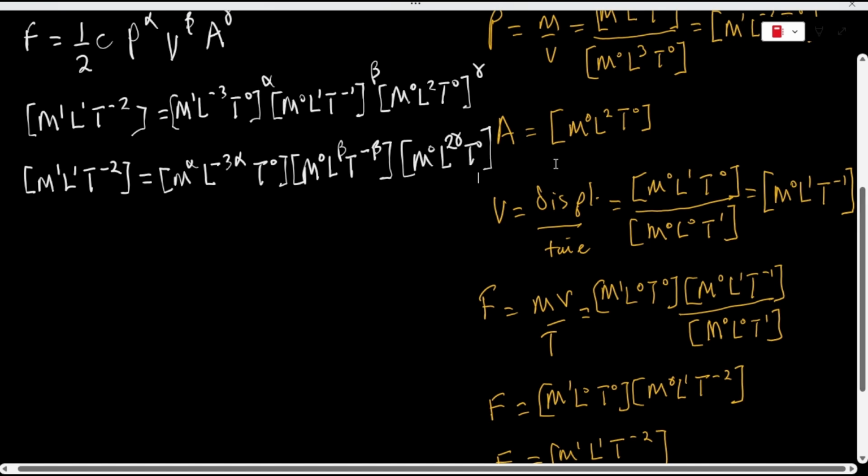Now we're going to employ the properties of indices over here. Now we have M here, we have another M here, we have another M here. So we're going to add their exponents. We have L here, we have L here, and we have L here. So we're going to add the respective exponents of all the components within the square brackets.